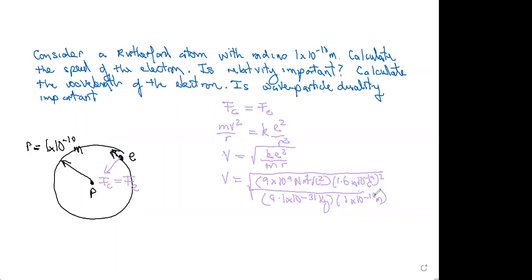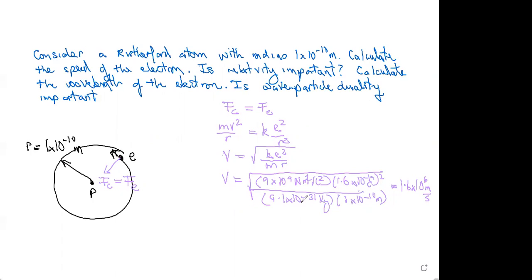And if we carry out this calculation, the speed that I got was 1.6 times 10 to the 6 meters per second. And if you think about that, that speed is less than 1% of the speed of light. So in answering the question whether relativity is important or unimportant, I would say that relativity is unimportant, maybe a small correction. So we don't need to worry too much about relativity in our Rutherford atom.